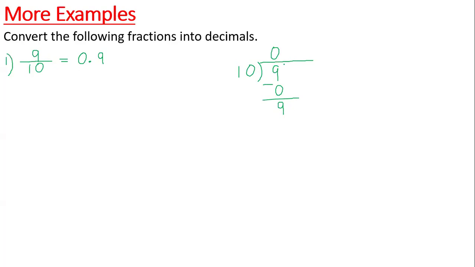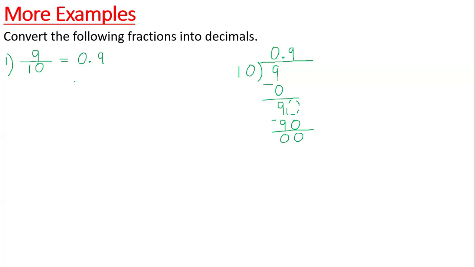We put the decimal point. And then how many times does 10 go into 9? We can't do it, so we have to add the imaginary 0. How many times does 10 go into 90? 9 times. 10 times 9 is 90. Very good. 90 minus 90 is 0. So it's 0.9, like I said.